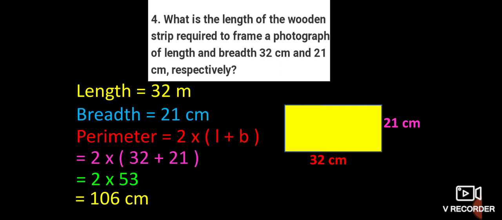106 centimeter. Next, our last question, fifth one. A rectangular piece of land measures 0.7 kilometer by 0.5 kilometer. Length is 0.7, breadth is 0.5. Each side is to be fenced with 4 rows of wires. What is the length of the wire needed?